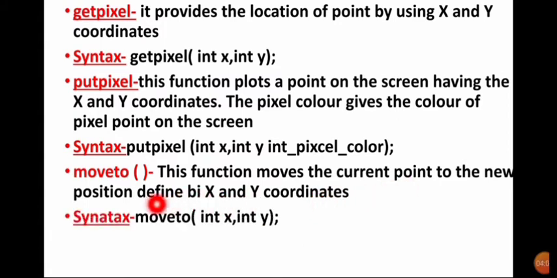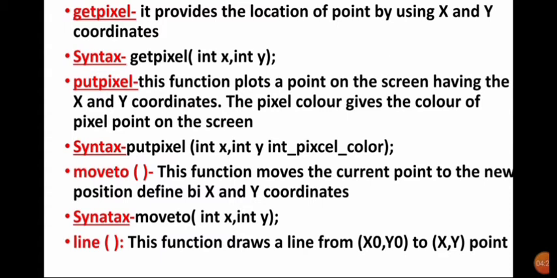The syntax is like this: moveto. That means the point which lies anywhere is moved to the defined values x and y. So moveto, where it is moved to, int x and int y. These are the new coordinates where the previous point can be moved. Okay, now again I am going to repeat the same statement.